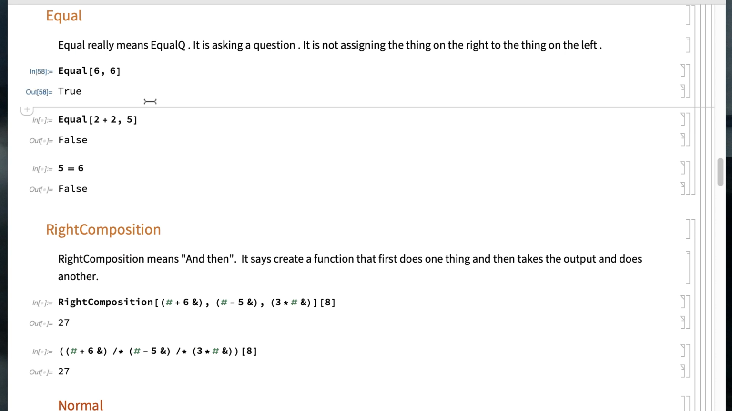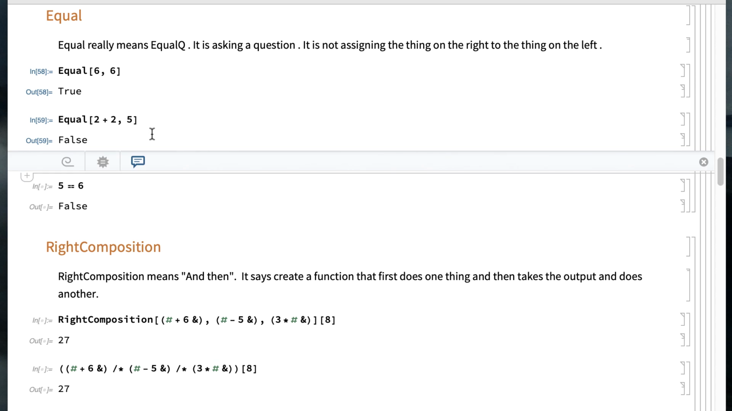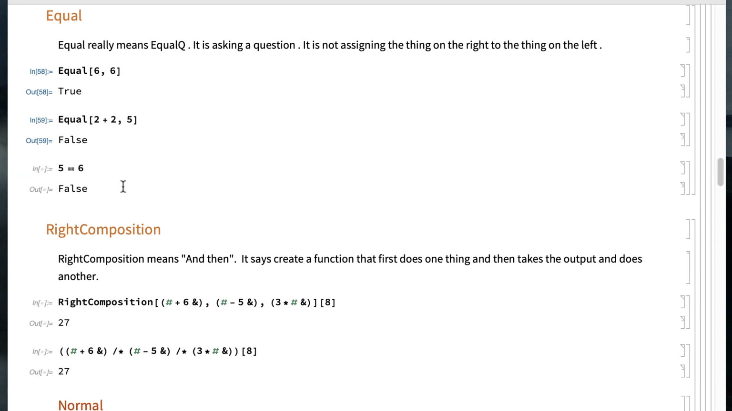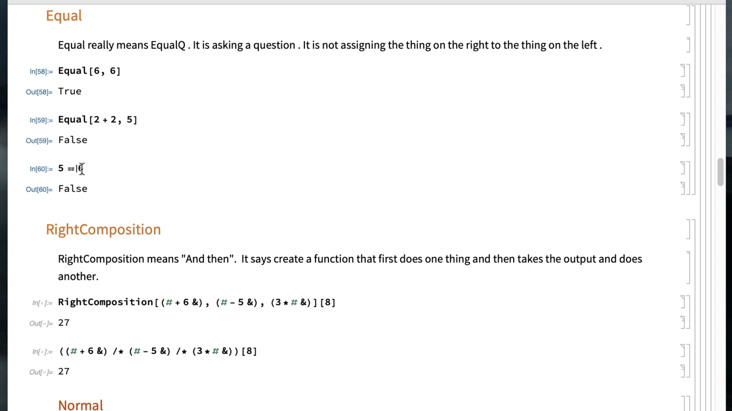So does 6 equal 6? Indeed it does. Does 2 plus 2 equal 5? Not since 1984. And does 5 equal 6? No, it does not. You'll notice here what I've put is equal, equal. That's the short form for equal.